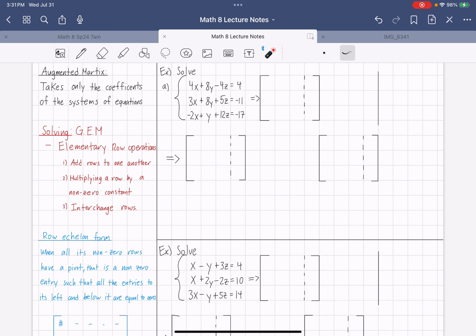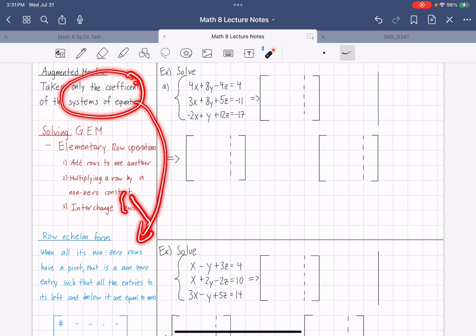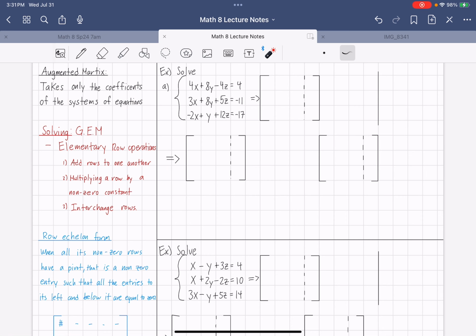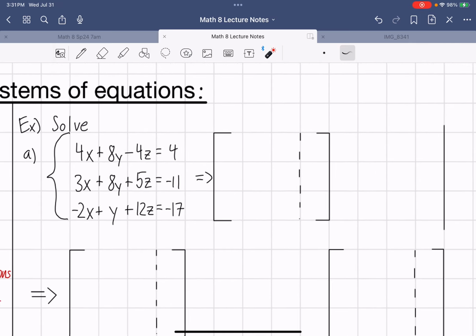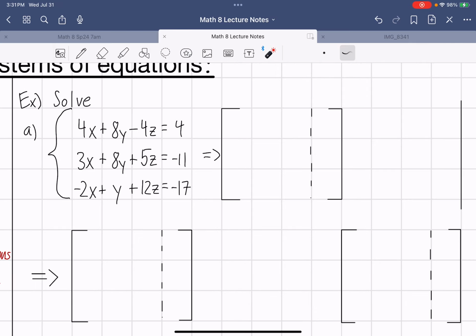Gauss is a mathematician that developed this form of solving a system, and that was his process of solving this system: write it as an augmented matrix, get into row echelon form by using elementary row operations. So without further ado, let's do this example.